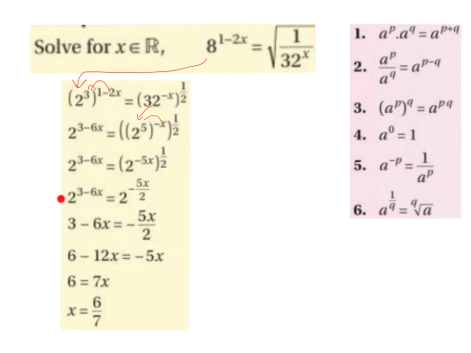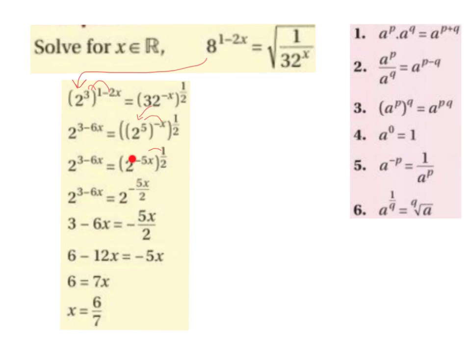So again, I have 2 to the power of 3 minus 6x on the left-hand side. Haven't done anything with that. And then on the right-hand side, I have 2 to the power of minus 5x raised to the power of a half. And again, I'm going to use law number 3. Raising a power to a higher power, I multiply the powers. So I'm going to multiply minus 5x by a half. And this is going to give me minus 5x over 2.